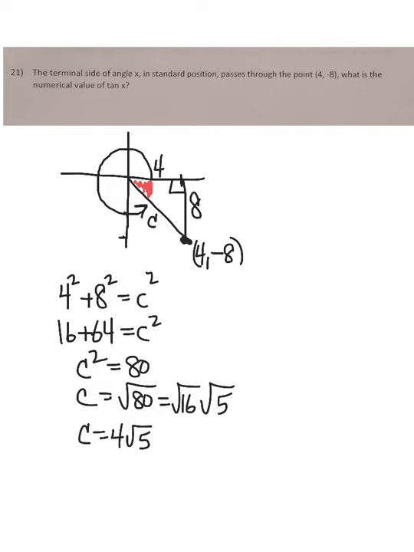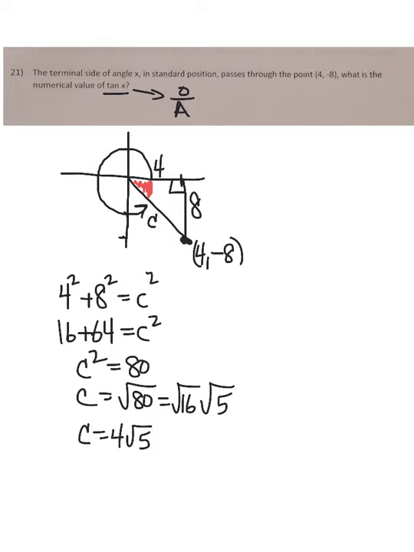So they're asking me for tangent. And tangent is the opposite over the adjacent. So I'm going to go to that reference angle again. Here's my reference angle. Opposite is 8, and the adjacent is 4. Well, did I really even need this then, huh? Womp womp. That was a waste of time.